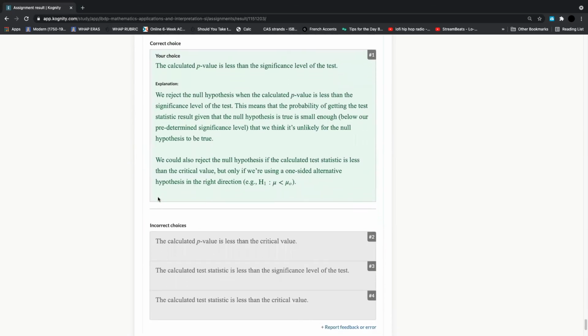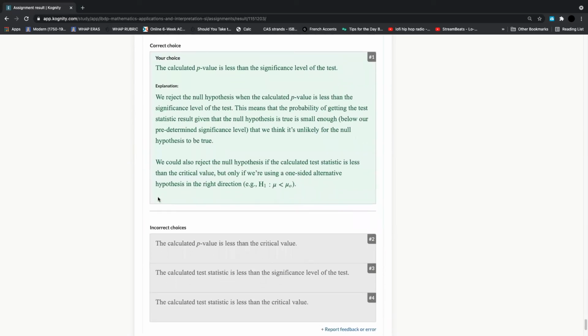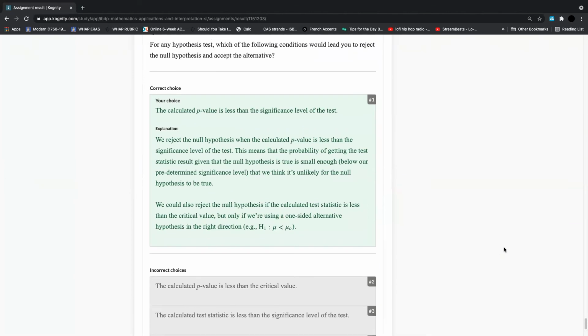Let's look at the incorrect ones first. The calculated test statistic is less than the critical value. If that happens, that the value from my calculator is less than the critical value, that means that we cannot reject the null hypothesis. The calculated test statistic needs to be greater than the critical value, so that is incorrect. Okay, the calculated test statistic is less than the significance level of the test. But wait, why are we comparing the test statistic to the significance level?